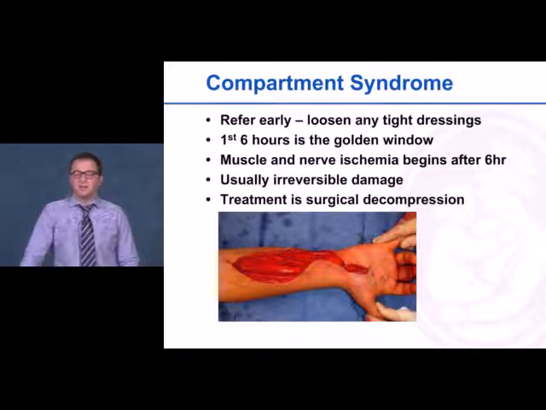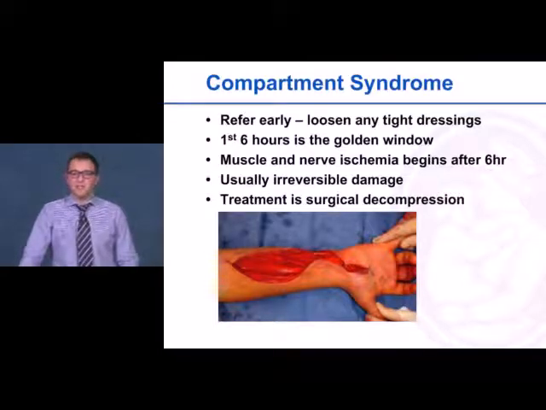The only treatment for compartment syndrome is surgical decompression, and often we have to leave the wound open and let the swelling settle down.